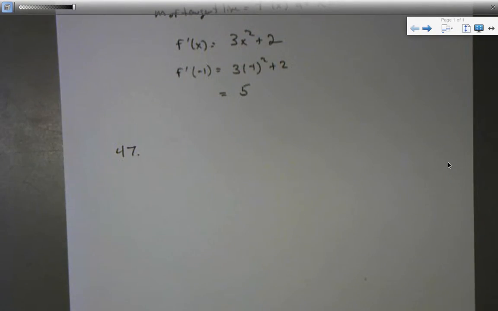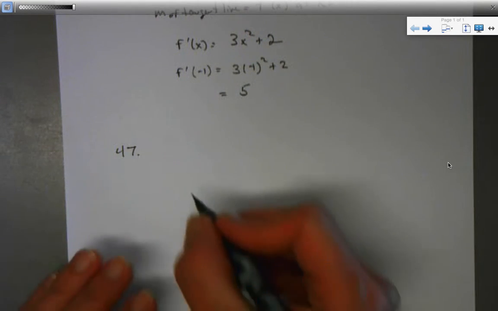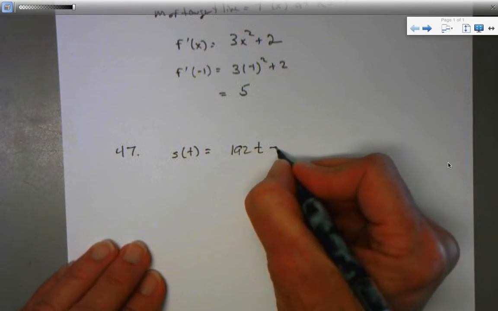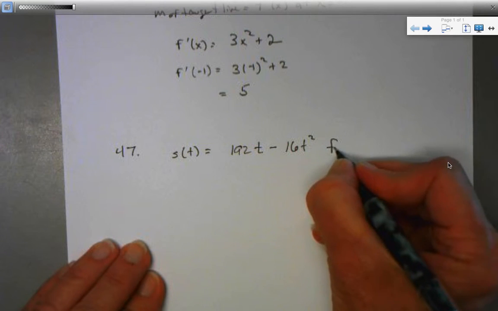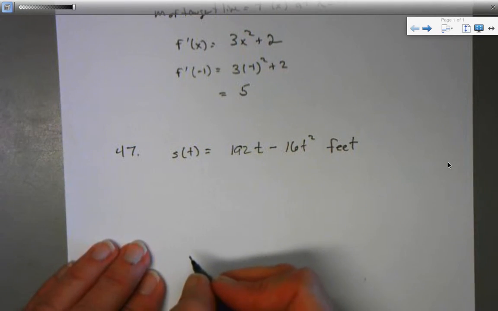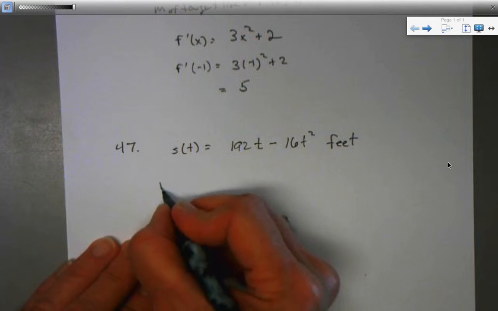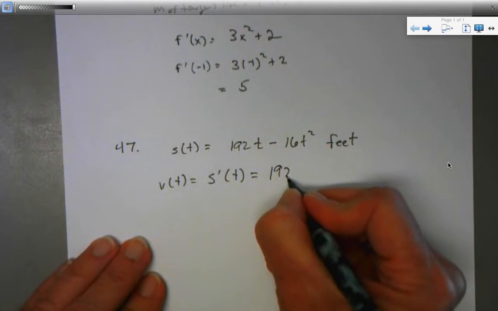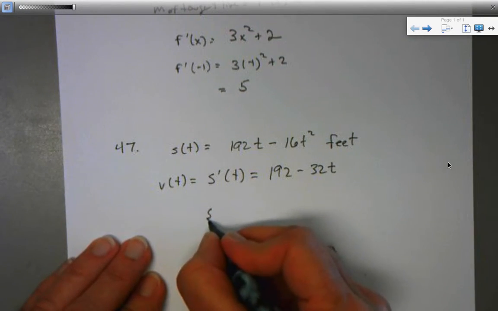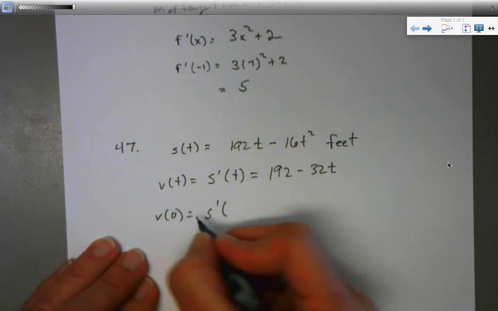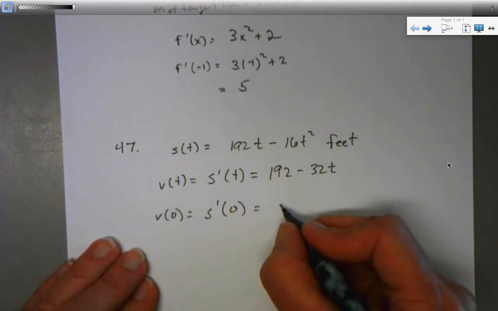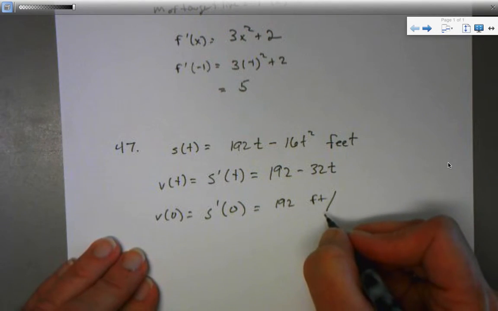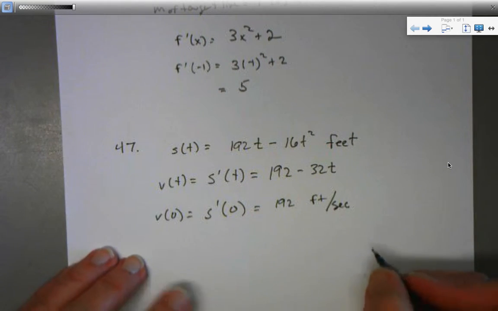A model rocket is fired vertically upward. The height after t seconds, so this is height above the ground, is 192t minus 16t squared feet. Part A asks for the velocity at t equals 0 seconds. So the velocity is equal to the derivative of position, which is 192 minus 32t. And I've got to find the velocity at 0. That means find the value of the derivative at 0, and that'll be 192 feet per second. Don't forget to put the rate of change in there.